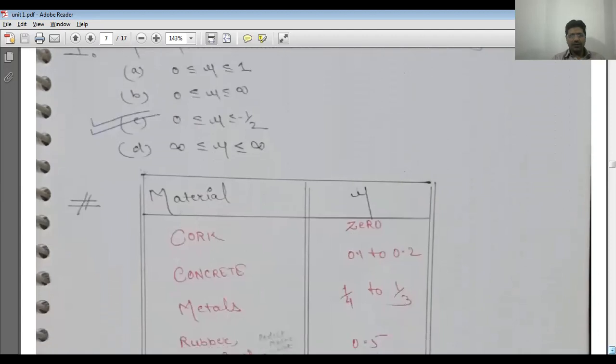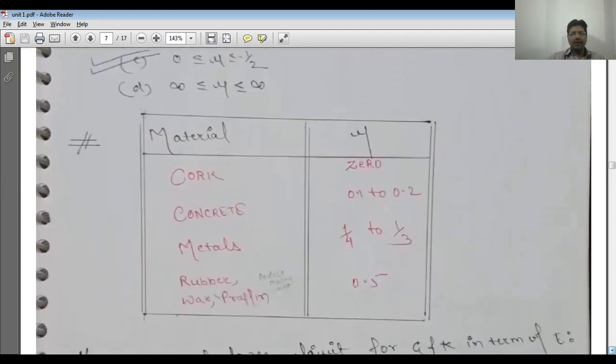Here the Poisson's ratio is explained in detail. The list is given for specific materials. The values of Poisson's ratio mu are determined practically in the lab. For cork it is 0, for concrete it is 0.1 to 0.2, and for metals it is 1 by 4, that is 0.25, to 0.333, that is 1 by 3. For rubber, wax, and paraffin it is 0.5.